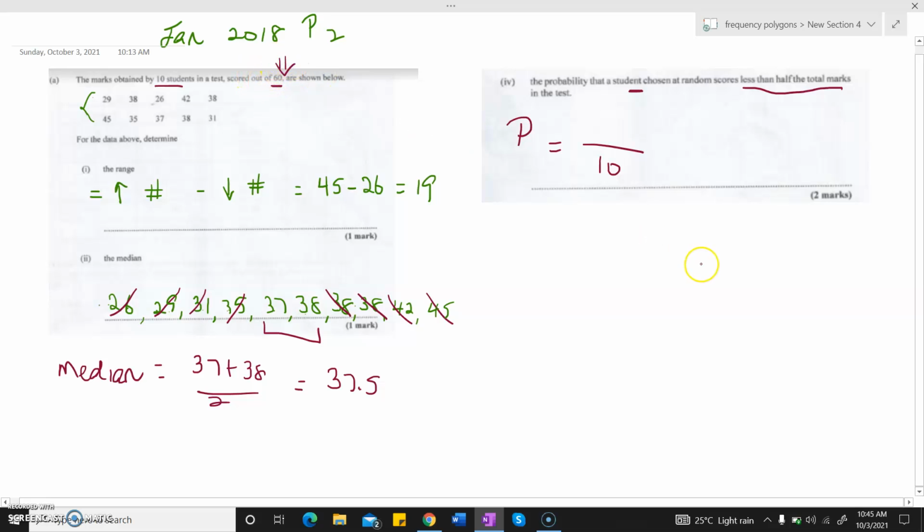So if you get less than half the marks, that means you get less than 30, because 30 is the halfway mark, right? Let's check and see how many children got less than 30. That'll be 1 and also 2. So only 2 children got less than half the total marks, and you can reduce it to 1/5 if you want, right?